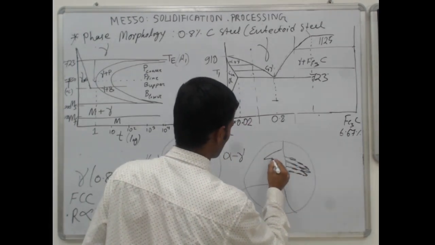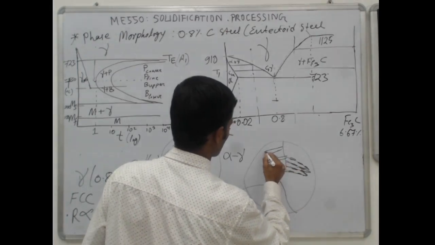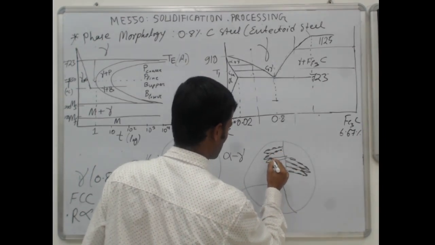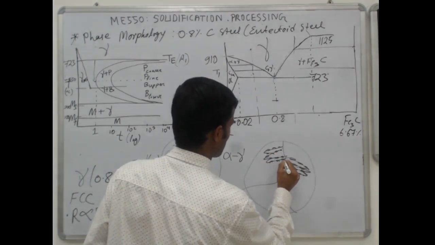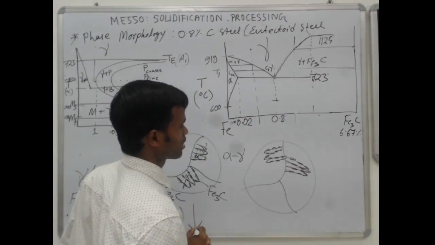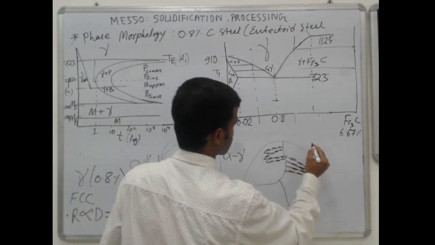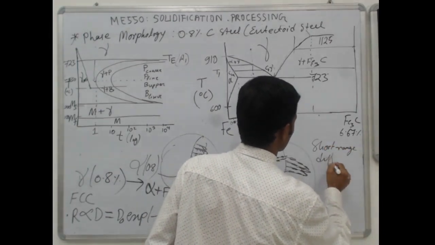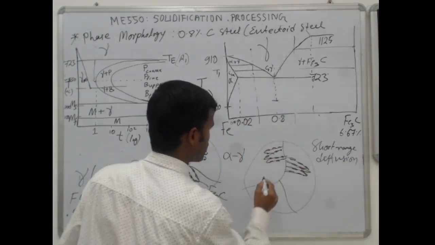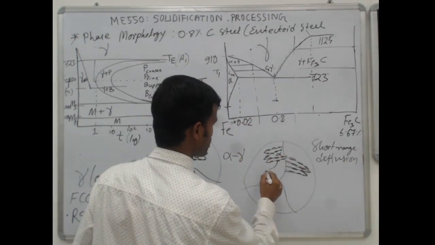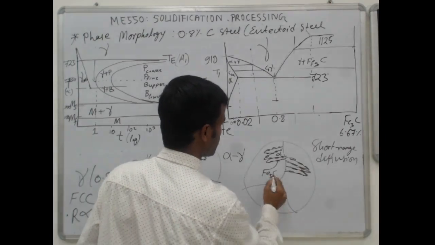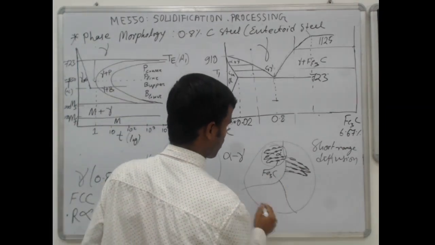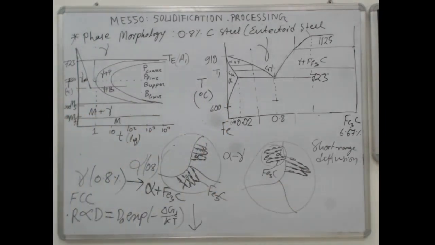Similarly you can have one here, and these will be broken because diffusion is limited. So you have very short range diffusion. Here inside alpha you have Fe3C, and these are again the colonies, bainite colonies. So all the crystal structure will be converted to this kind of shape.